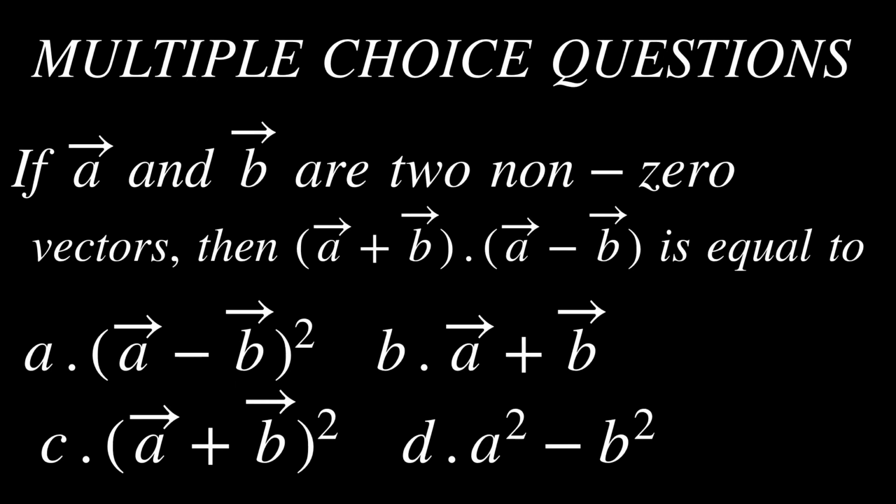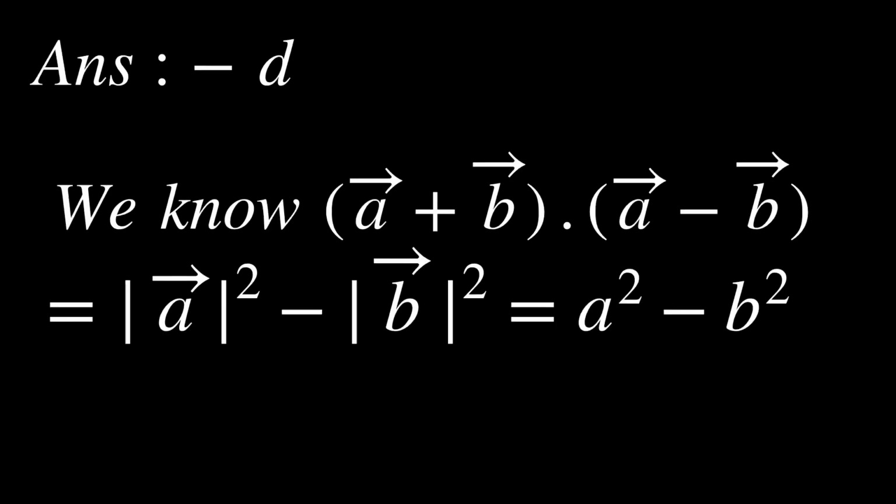If vector A and vector B are two non-zero vectors, then (vector A plus vector B) dot (vector A minus vector B) is equal to, options are A, (vector A minus vector B) the whole square, B, vector A plus vector B, C, (vector A plus vector B) the whole square, and D, A square minus B square. So what is the answer? The answer is option D.